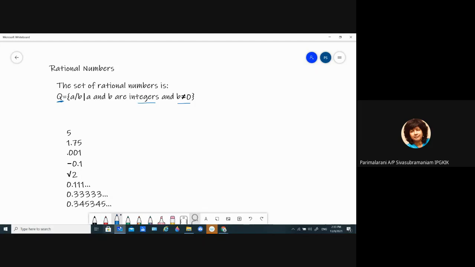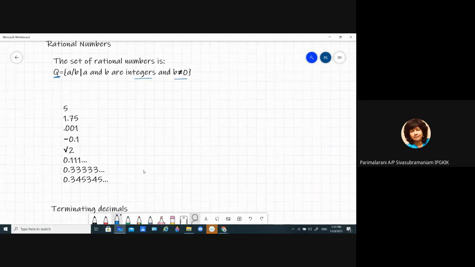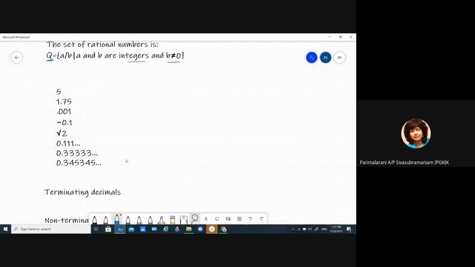So if there's any number that you can write in the form of a fraction, then it is a rational number. For example, 5. 5 can be written as 5 over 1. So 5 is a rational number.